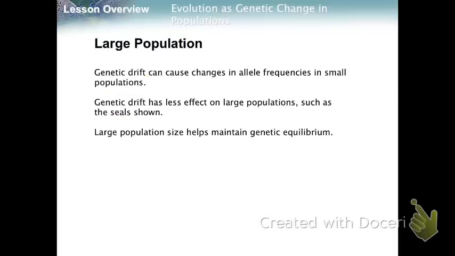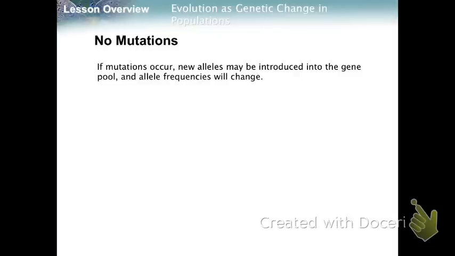Large population. A large population size helps maintain genetic equilibrium because you don't have the possibility of genetic drift. There aren't any seals shown. I don't know why that slide said that there were seals there. They're not there.